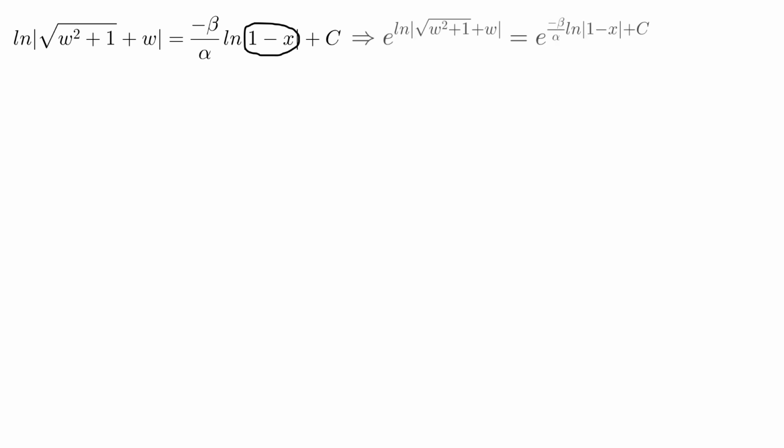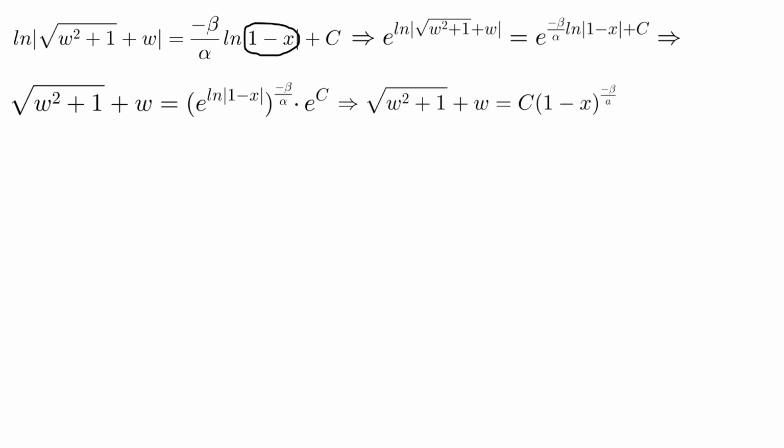So now we raise both sides by e, and we have this expression here, which is the square root of 1 plus w squared plus w equals e to the power of ln of the absolute value of 1 minus x to the power of minus beta over alpha times e to the c. And e to the c is just another random constant. We'll just call it c, just like before. And e to the power of ln of the absolute value of 1 minus x is just 1 minus x. So now we have the square root of 1 plus w squared plus w equals c times 1 minus x to the power of minus beta over alpha. Makes sense so far?